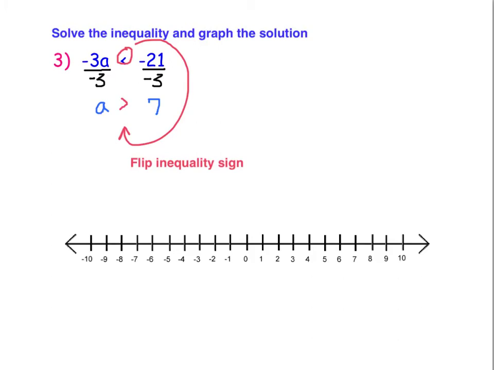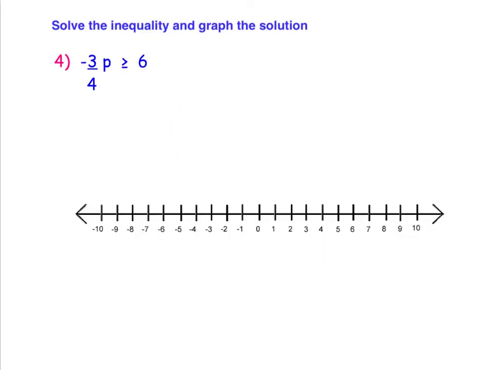Now that we've solved the inequality, we can graph. At 7, we'll put an open circle because it's simply greater than. And now that it's greater than 7, since we flipped our sign, we can shade over to the right. We'll do one last example to finish up.